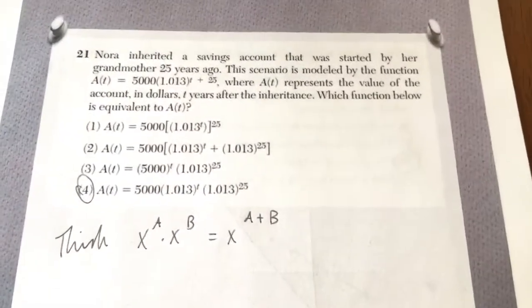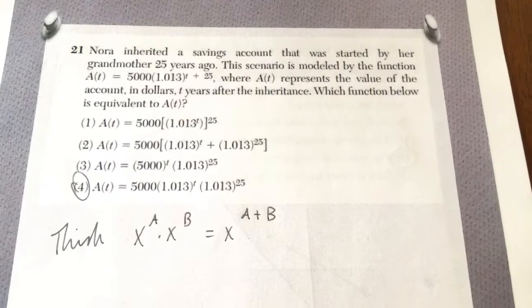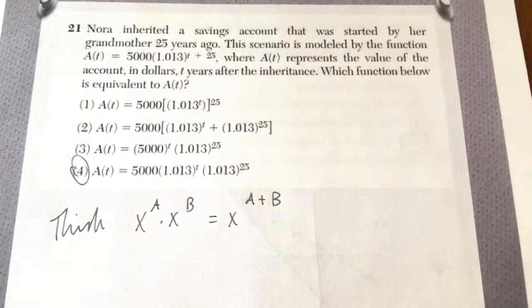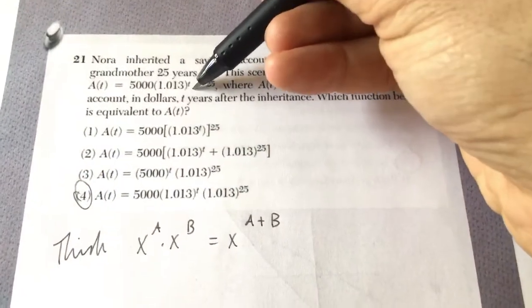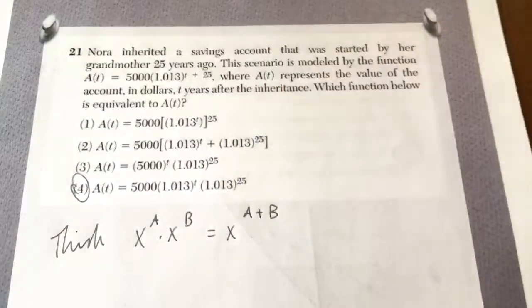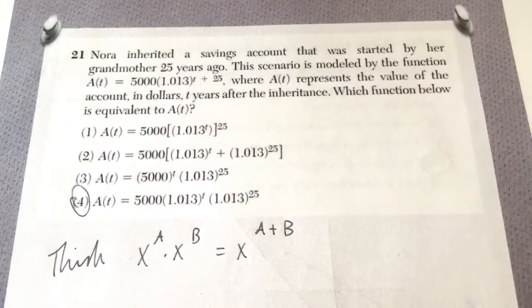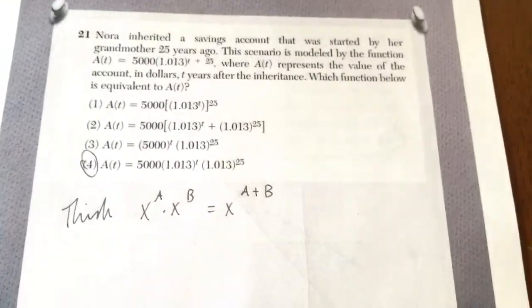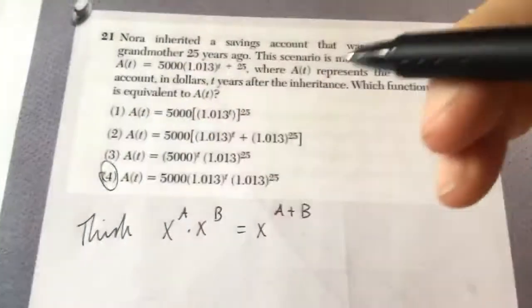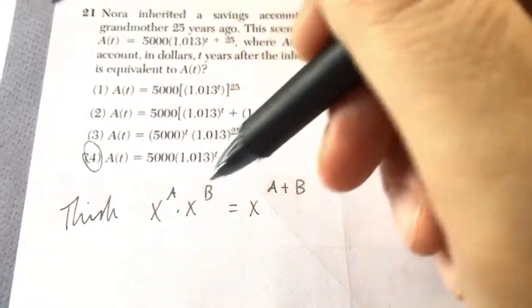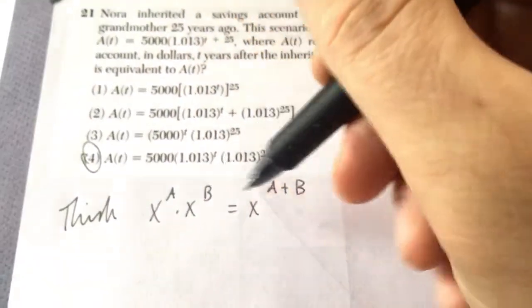For number 21, the answer is number 4. Which function below is equivalent? So remember, to test for equivalency, you can plug in a number for t, evaluate it, and then see which of those 4 choices gives you the same thing. Well, to explain choice number 4, let's go back to multiplying like bases. When you have like bases, you have to add the exponents.